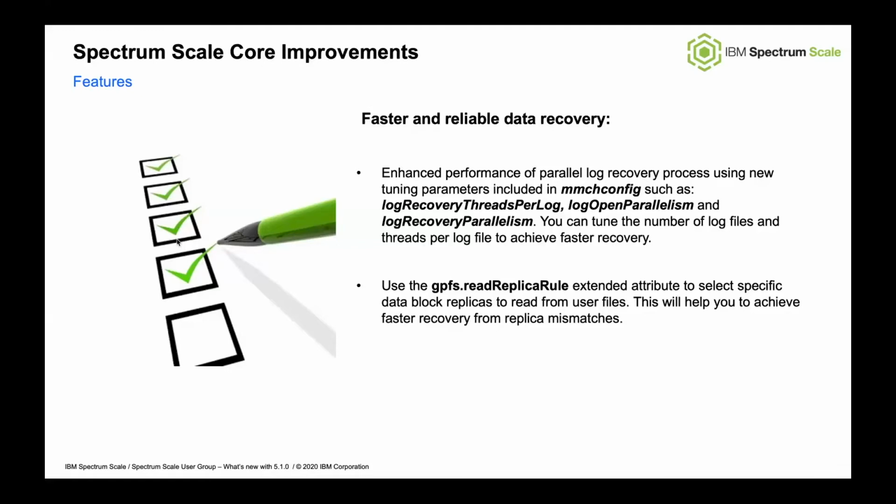Another case includes the utilization of the newly introduced GPFS replica rule, which is an extended attribute for GPFS. It helps you to determine which data block replicas are good to be used to recover from a replica mismatch issue. So you will have an easier way to select the reference data block replica among mismatched replicas. This will help you recover faster from replica mismatches and will allow a more granular control over which data block replicas are useful for a particular file.